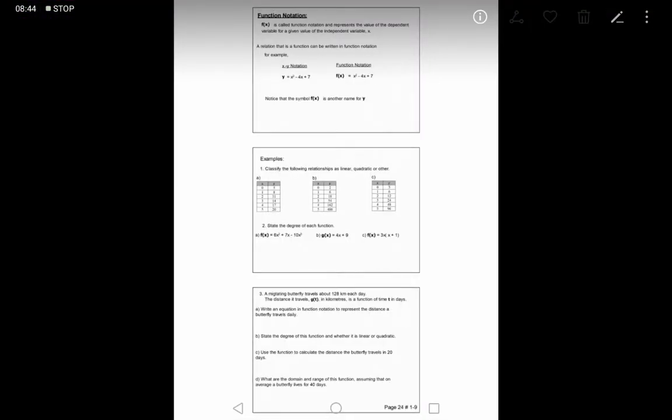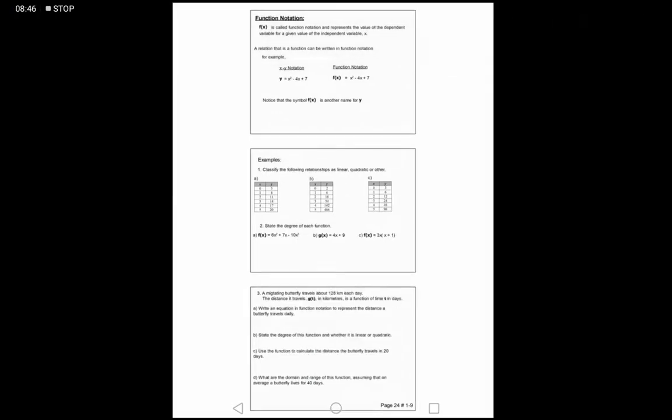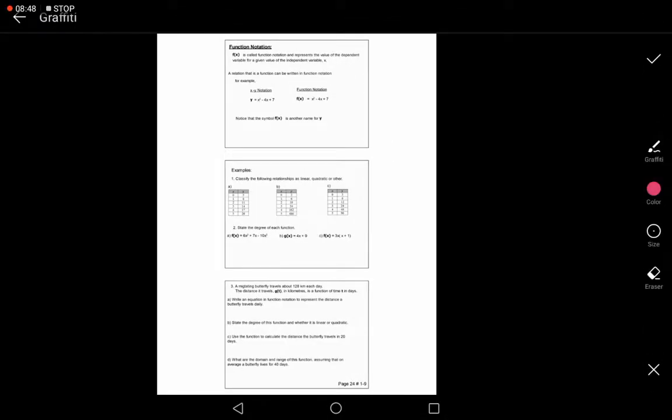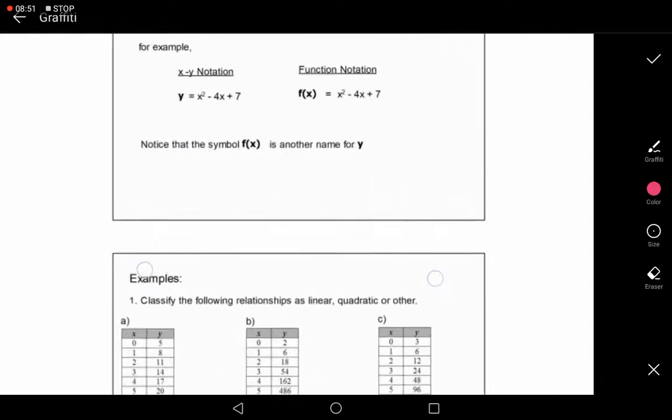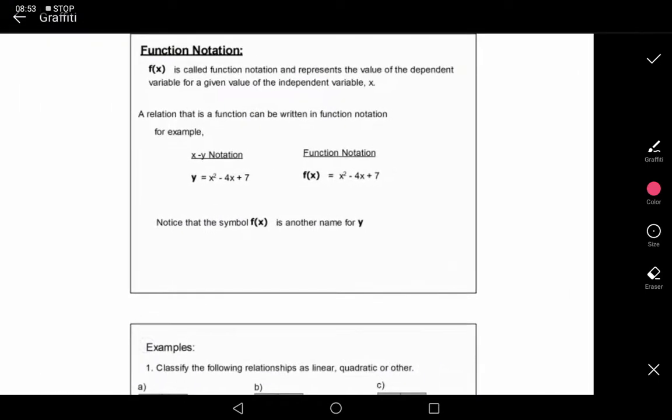So the second thing we need to look at is called function notation. So this is an even simpler concept. Basically, f of x is called function notation and represents the value of the dependent variable for a given value of the independent variable x. So what this means is that literally instead of writing y equals something, all we have to do is replace the y with f of x.